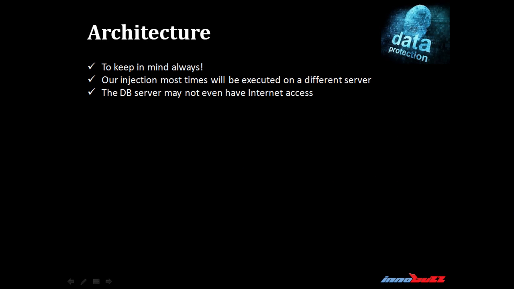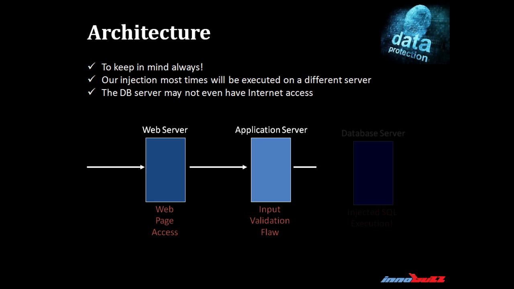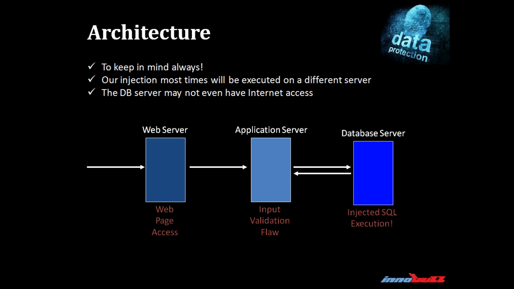This is the architecture of what takes place in an SQL injection attack. From the web server, the web pages of an application are accessed. Then, using an input validation flaw in the application server logic, the backend of the application and its stored data is extracted. It is important to keep in mind that the web server in most cases is not the database server. So we might be executing commands on a server that has no direct internet connectivity.